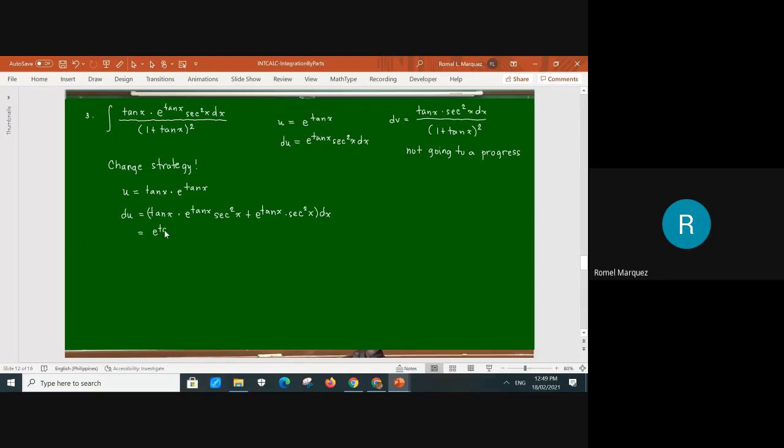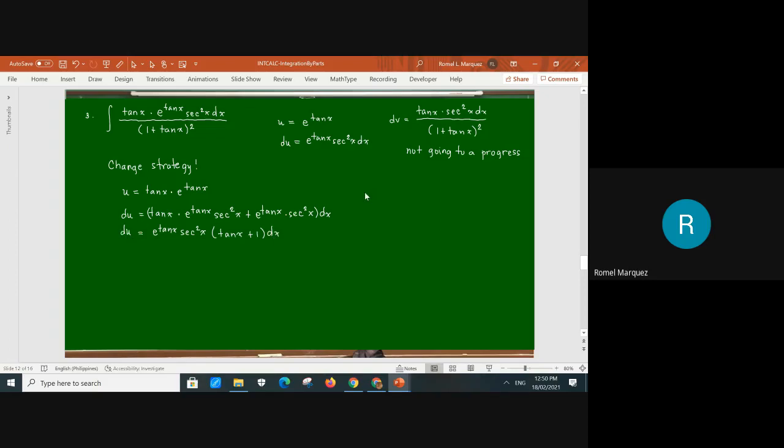Secant squared x. What is left? So here in the first term, tangent x, plus 1. Okay, very good. So that is du. Let's see if this will work now.